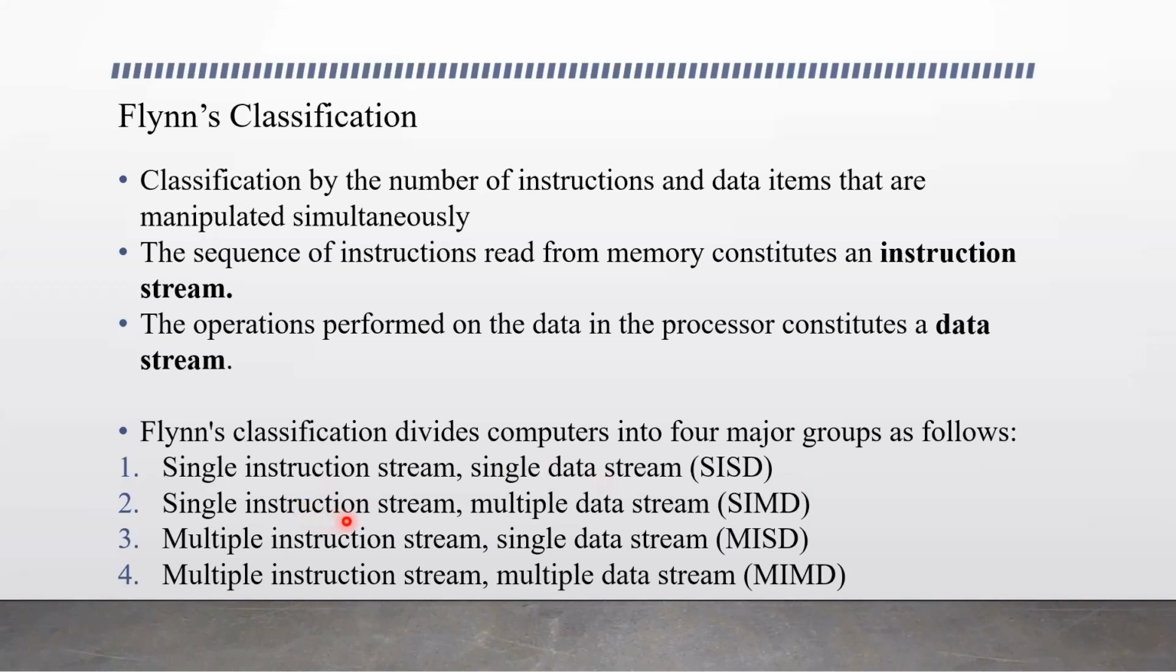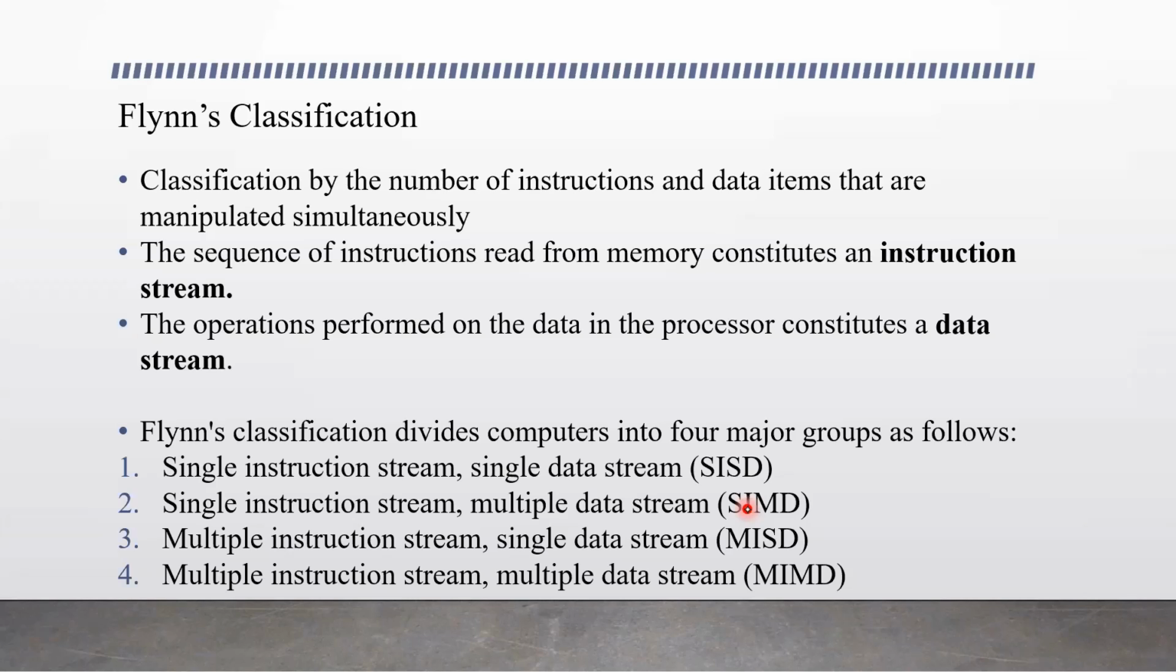And the second type of computer is SIMD, that is single instruction stream. S means single and M here means multiple. So single instruction stream, multiple data stream. This means the computer executes a single instruction at a time, but it works on multiple data streams.